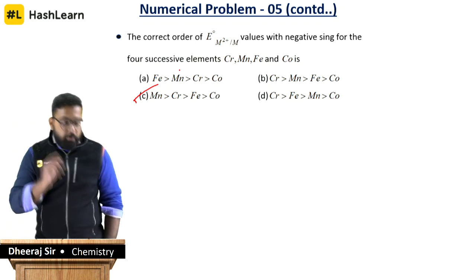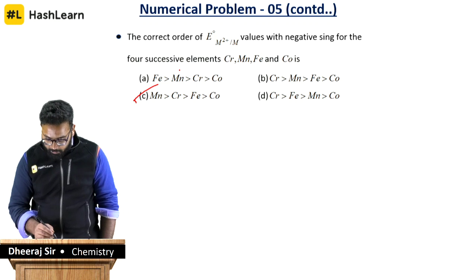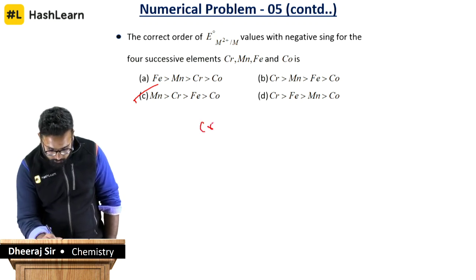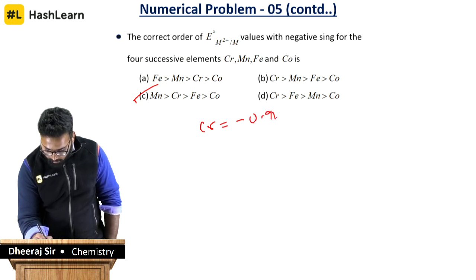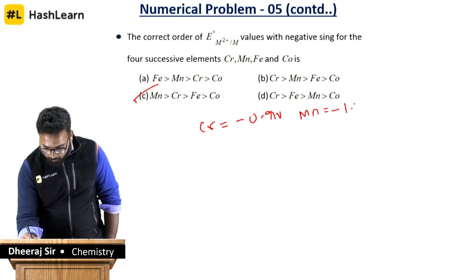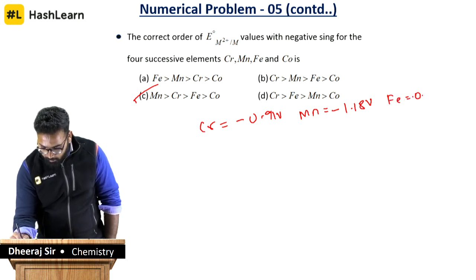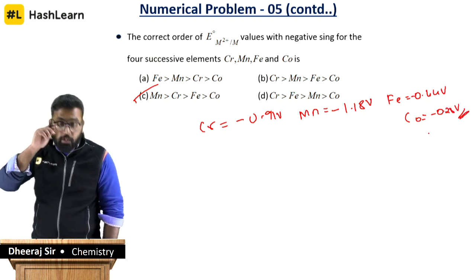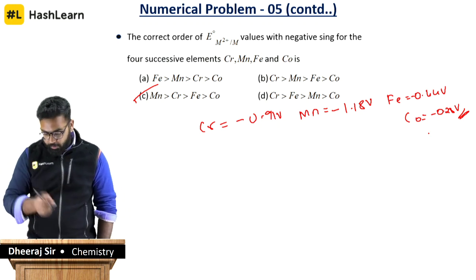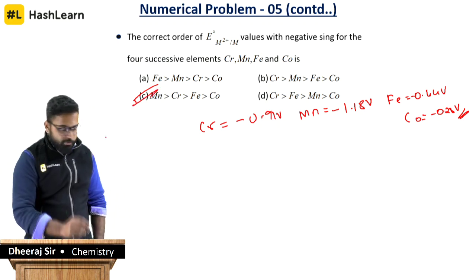Let me quickly give you the approximate values. Chromium will have minus 0.91 volts, manganese minus 1.18 volts, iron minus 0.44 volts, cobalt minus 0.28 volts. So you don't really have to remember the values, but you can remember the general trend. If you can remember the general trend, you can straight away say that option C is the answer.